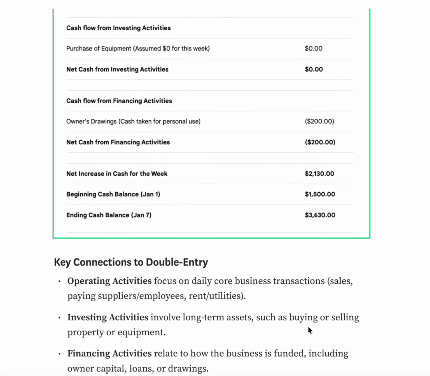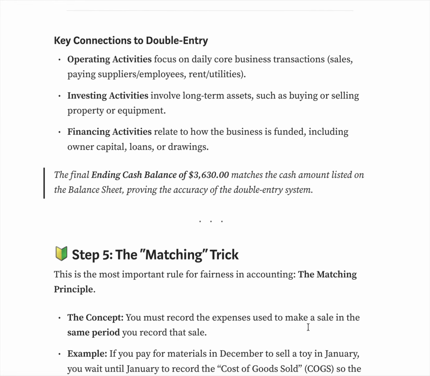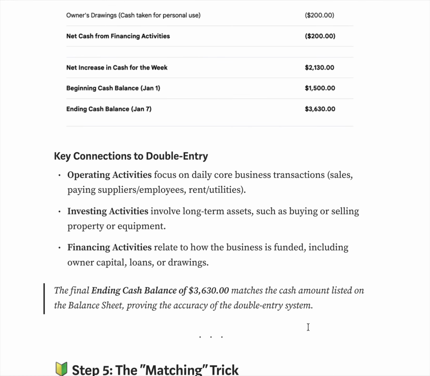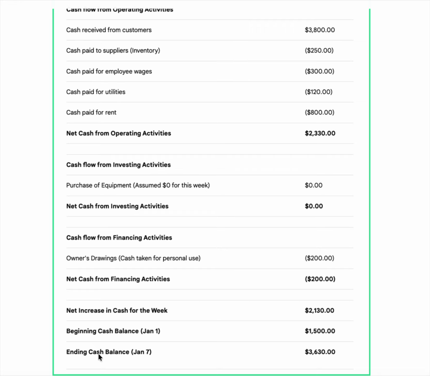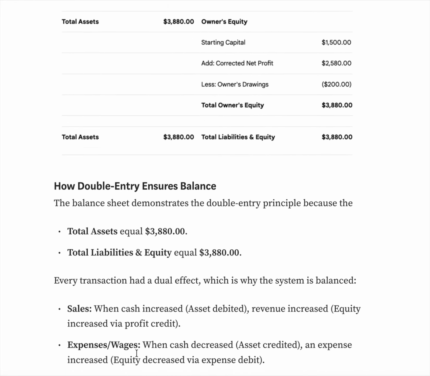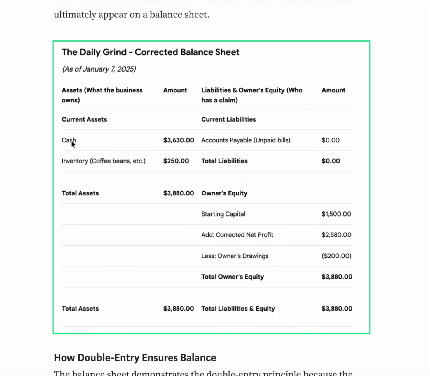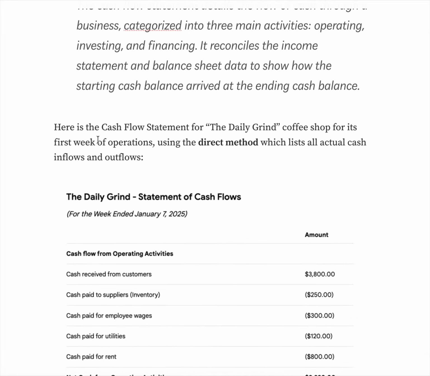So this is about the cash flow statement. It gives you the flow of the cash. To check, the final ending cash balance, 3630, matches the cash amount listed in the balance sheet. This proves the accuracy of the double entry system, like the ending cash balance equals the cash in hand here. I mean the current asset cash here.